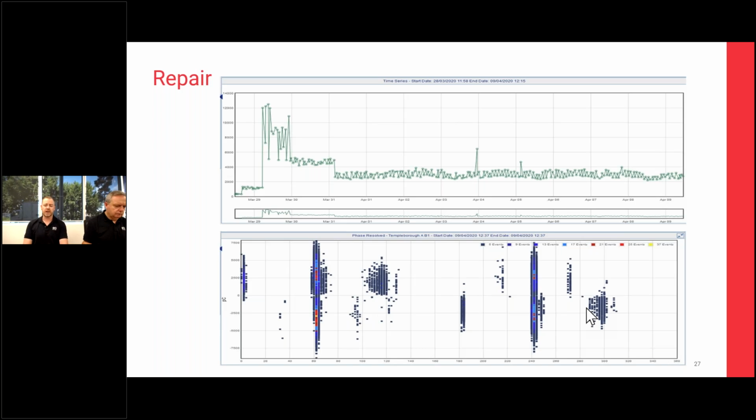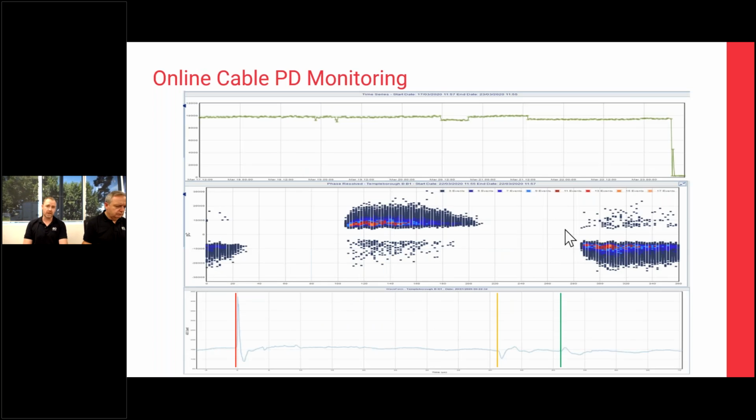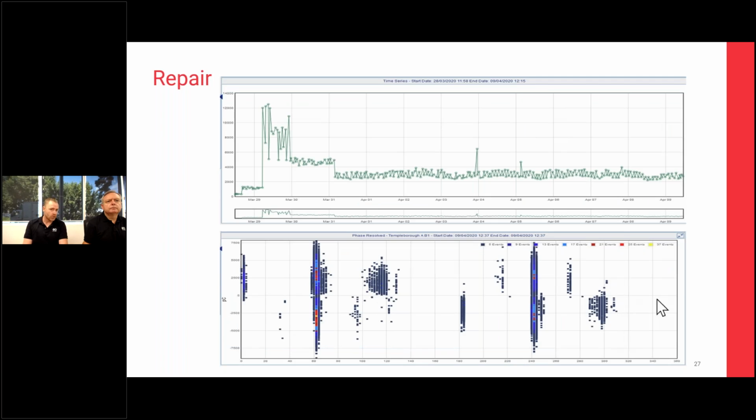So if I go back one slide, this here was the phase plot before the joints were replaced, and we had a level of about 10,000 PC measured on our monitor, okay, and we could get a distance. They replaced the joints, and then all we see is machine noise and low-level PD. So that confirms that the replacement works on those joints was effective. So that's our first case study.